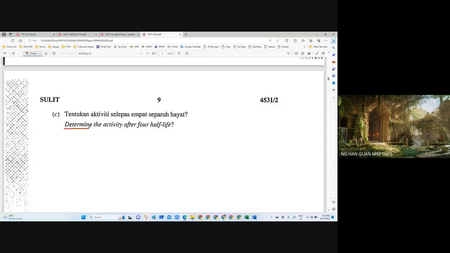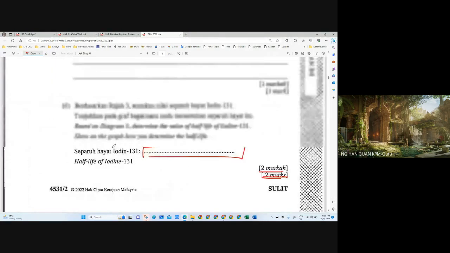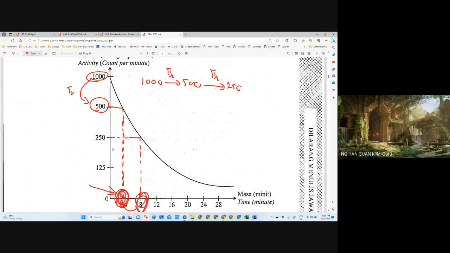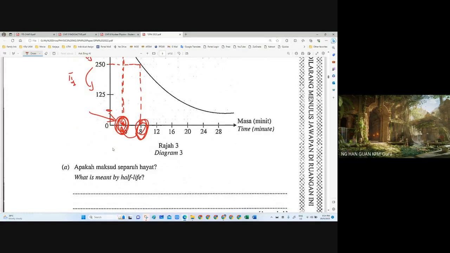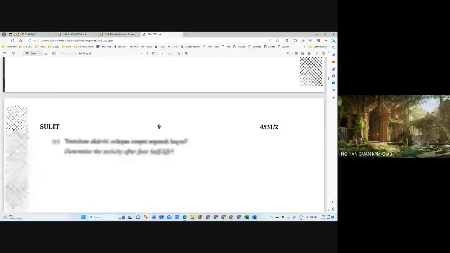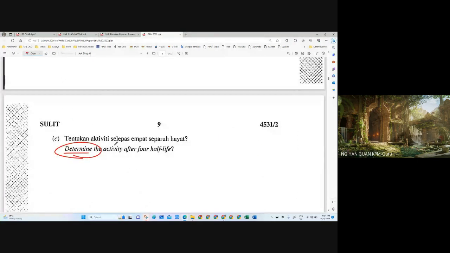So determine. This one you cannot base on the graph anymore. Okay, 1 half-life, 2 half-lives, 3 half-lives, and then afterwards you get another half, and then you get another, 4 half-lives. So from here you try to read off the graph, you cannot. Definitely cannot, because it wasn't asking you to show on the graph, it asked you to determine. Determine means that you need to do the calculation.